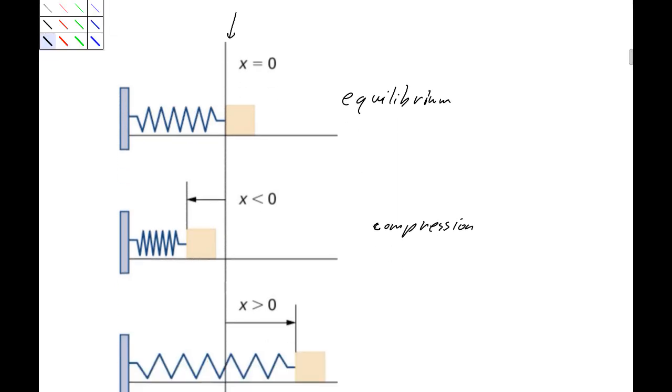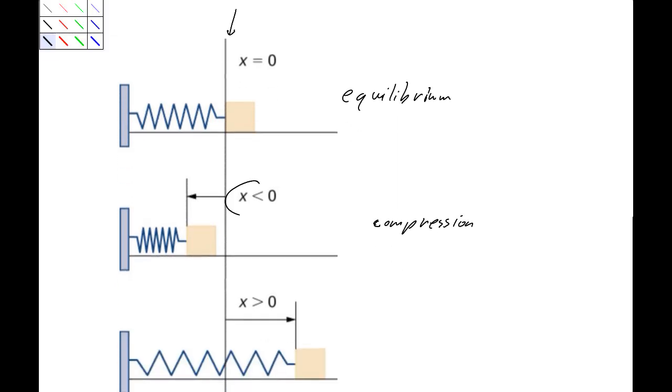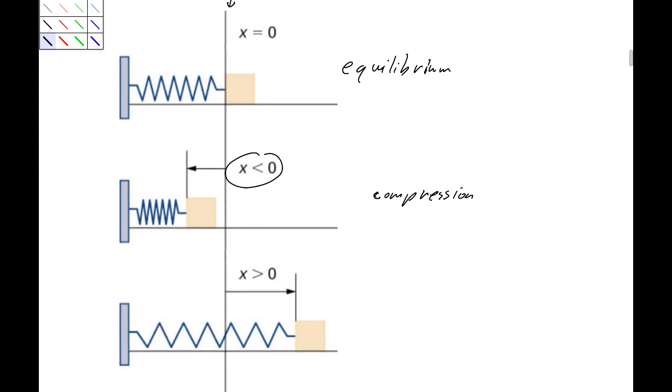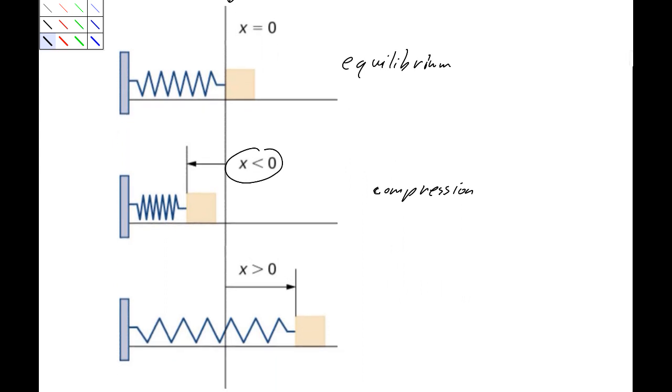Okay, that's important. X is less than 0 with a compression. If we pull it away from equilibrium, that is a stretch. Okay, we are stretching our spring.